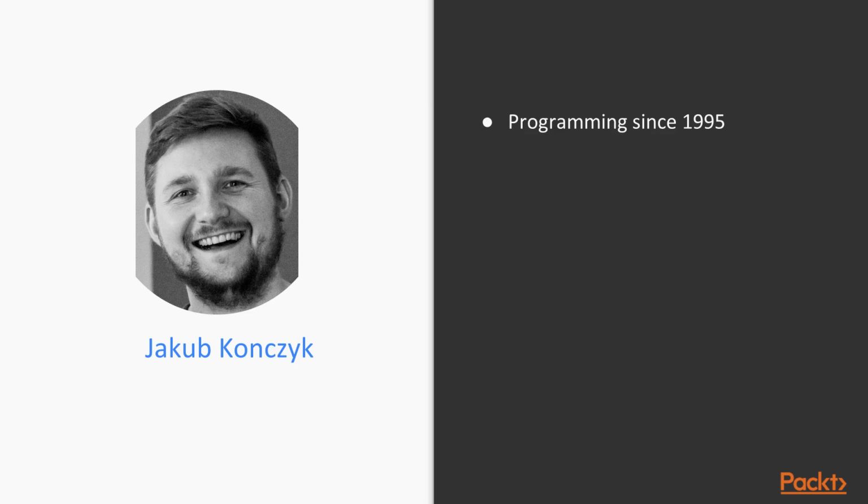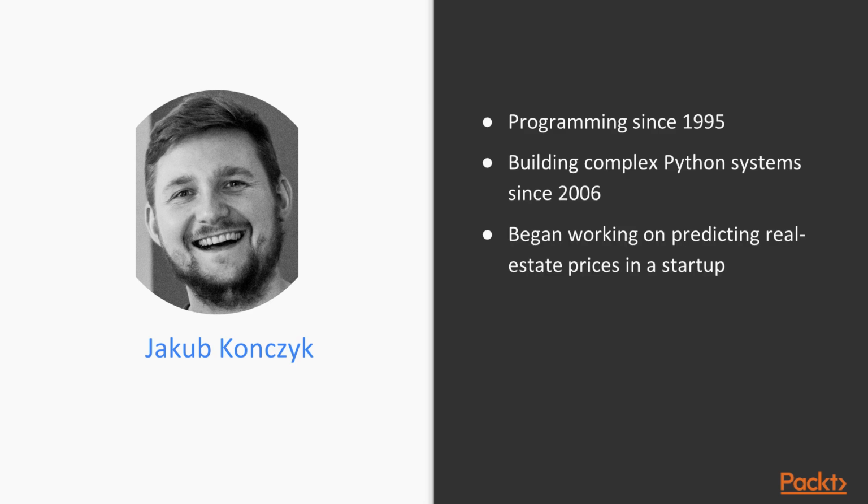My name is Kuba Konchik and I've been programming since 1995. And since around 2006, I started to build quite complex Python systems. And I ran into machine learning when I was hired to predict real estate prices. And I really didn't have a lot of time to do that, and I failed miserably.